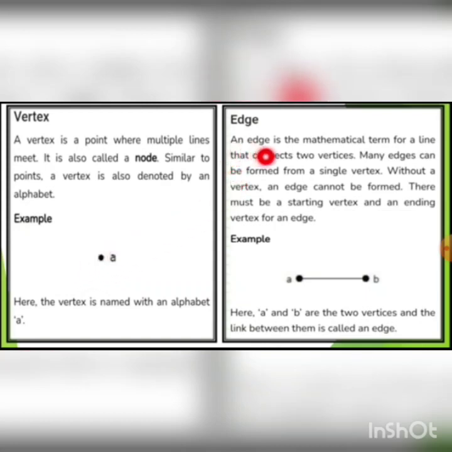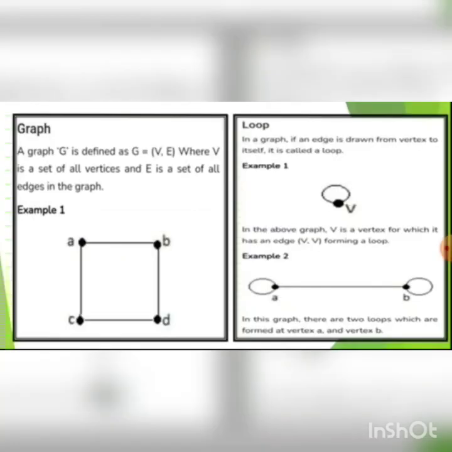Edge. An edge is the mathematical term for a line that connects two vertices. Many edges can be formed from a single vertex. Without a vertex, an edge cannot be formed. There must be a starting vertex and ending vertex for an edge. For example, here AB is an edge, where A and B are the two vertices and the link between them is called an edge.